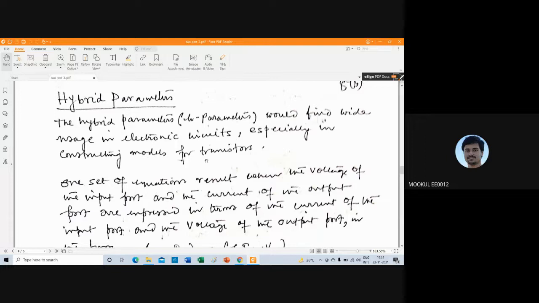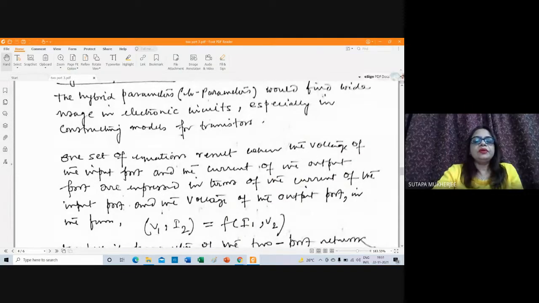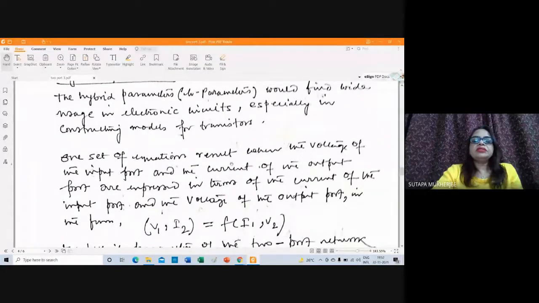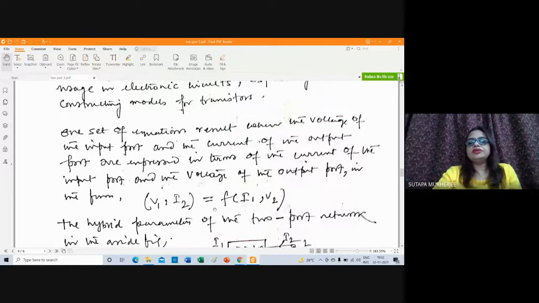Yes, ma'am. Ma'am, amplifier characteristics can be found using hybrid parameters, meaning transistor-oriented things, right? Transfer of resistance. One set of equation results when the voltage of the input port and the current of the output port are expressed in terms of the current of the input port and the voltage of the output port. Just see, hybrid means V1, I2, I1, V2, hence it is called hybrid. Just like you are not getting the concept of the hybrid class, this is also hybrid.